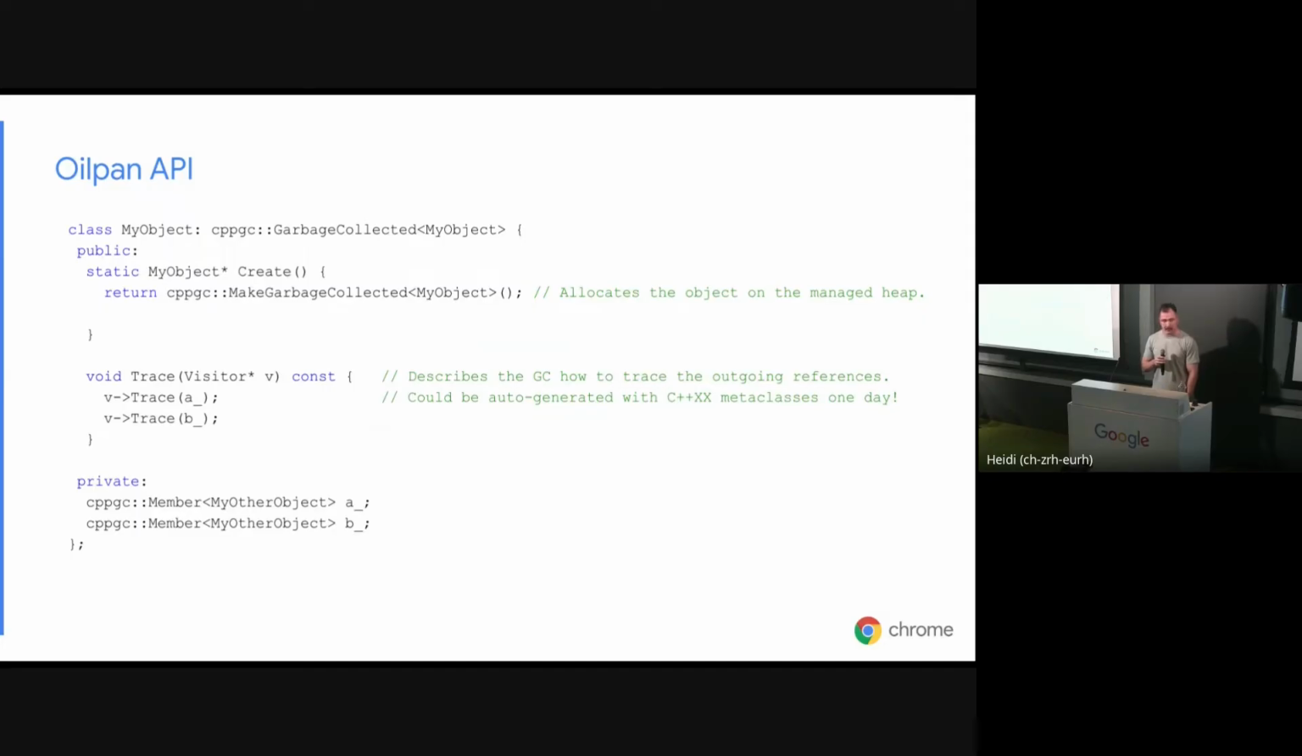But what is good for us is that we have a clang plugin which warns whenever you forget to trace something. It will warn that you need to provide a trace call for this specific member, because otherwise it would be unsafe, right? If you miss the trace call, it may result in a dangling pointer, and it may result in use after free, and there is no use after free in the managed world, right? And we don't have it in Oilpan.